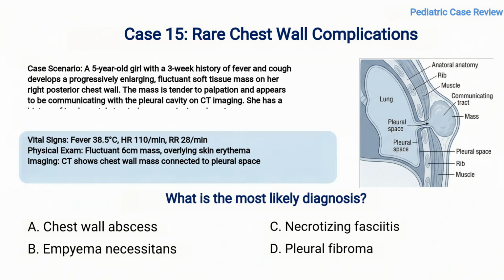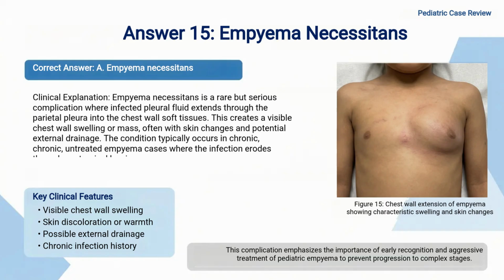Option A, chest wall abscess. Option B, empyema necessitans. Option C, necrotizing fasciitis. Option D, pleural fibroma. The correct answer is option B, empyema necessitans.